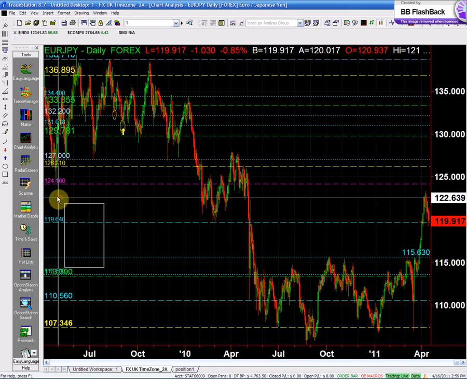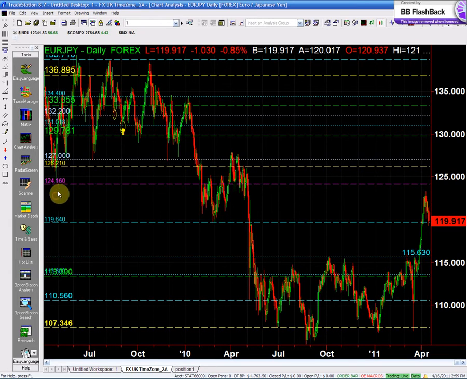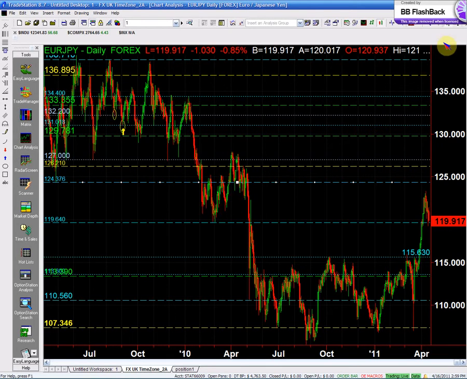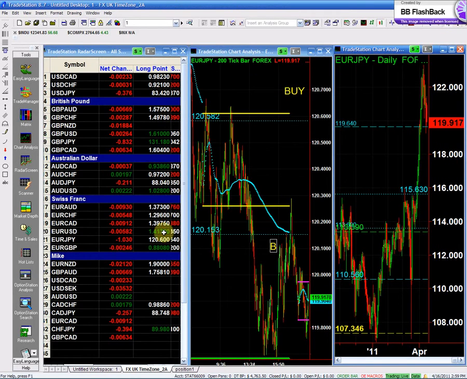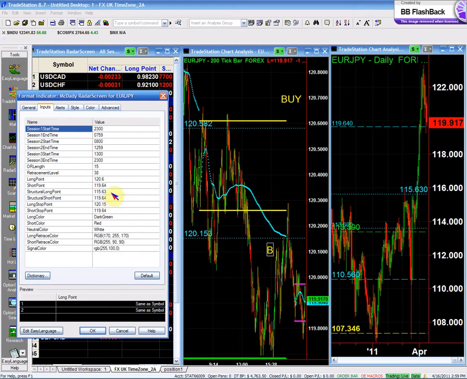It's 124.37. So my structure long is 124.37. And that's a good move. I mean, you can expect a good potential move to 124.37. So from 120 to 124, you're looking at a 500 pip move to the upside in the euro yen.